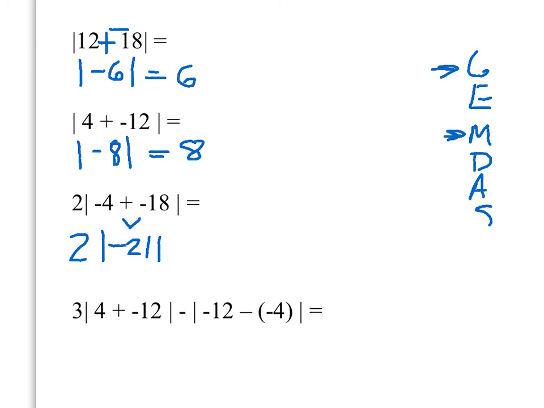Because now we've got 2 times the absolute value of -22. Absolute value of -22, everybody is? 22. So now we have 2 times 22, and that is equal to 44. Okay?